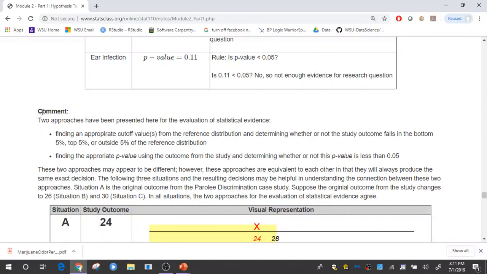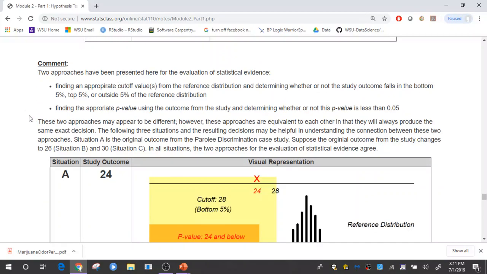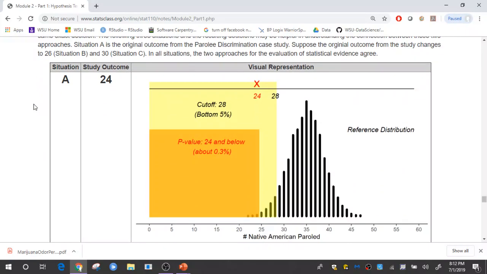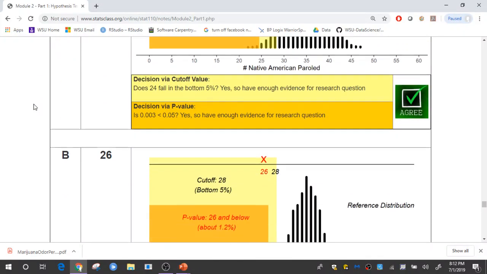This comment here just talks a little bit about the fact that we have two different approaches to making a decision about a research question. We have the cutoff approach, where I needed to identify if I was in the bottom, top, or outside 5%. And then I have the p-value approach that I just talked about here, which is just determining whether or not the p-value is less than 0.05. Now, it may appear that these two approaches are different, but they're not. They're always going to produce the exact same decision. And I'll let you read through that comment to verify that.